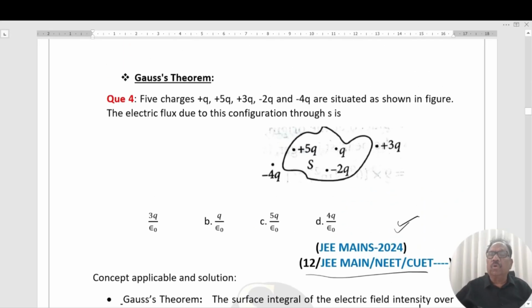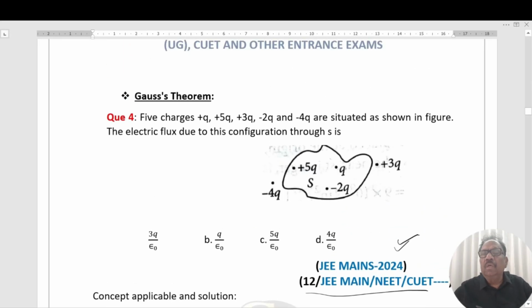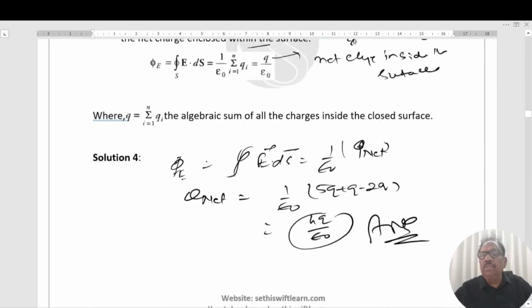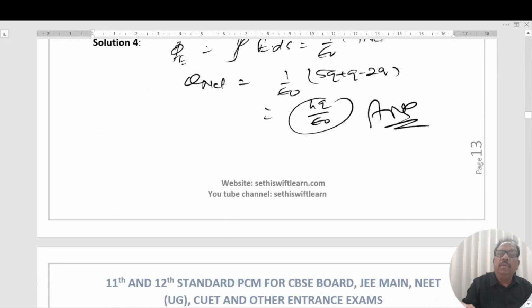This was the application of Gauss's theorem, and how to consider the charge. D is the correct option.